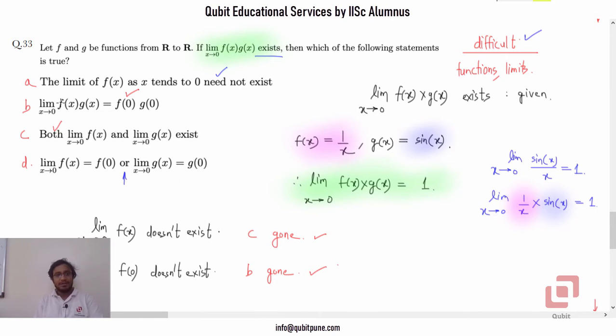So it's whether the limit of f as x tends to 0 need not exist, or it is the D thing. This or this should be 0. Now to decide whether it is A or D, I've made use of the fractional part function and the greatest integer function. Here is what I have done.